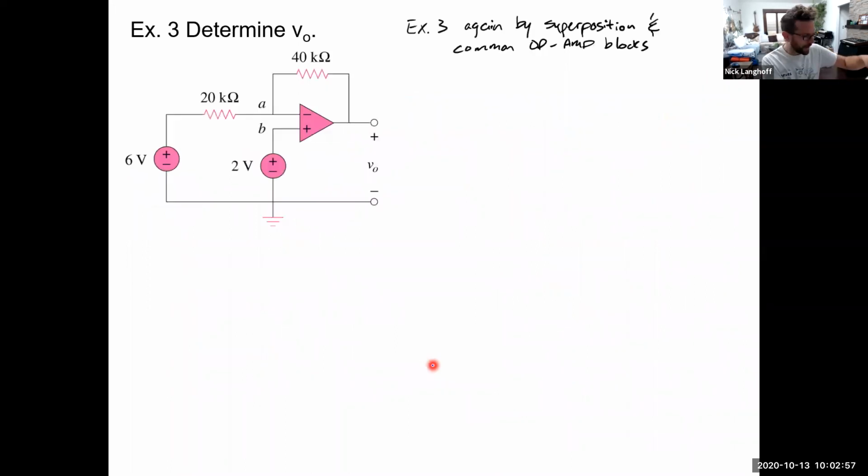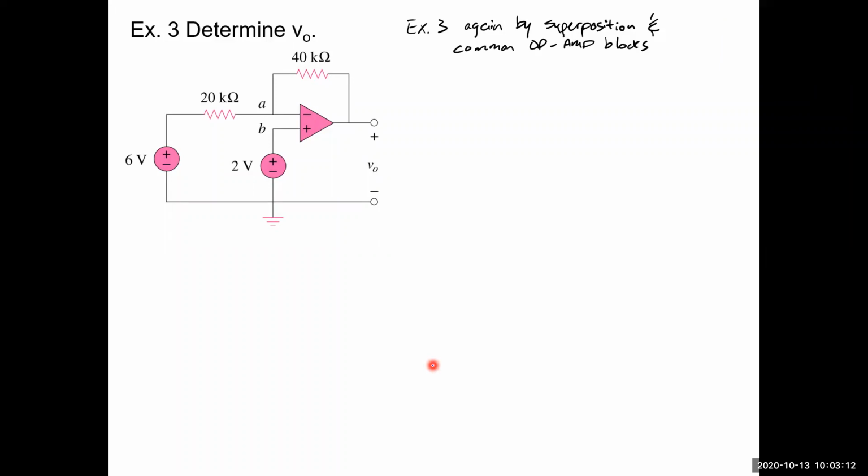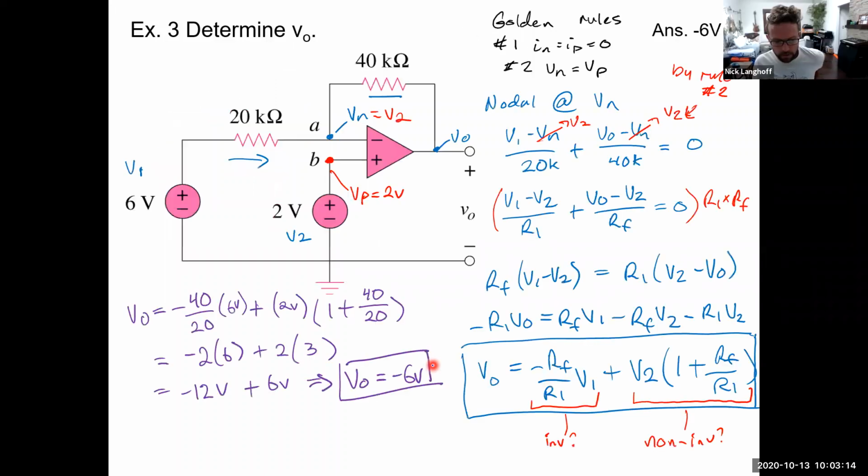So let's now do it again, this time by using the superposition principle and common op-amp blocks. First, a chance to go back to your previous slide real quick. Yep, thanks, Jose. While we're on this slide, before we look at this in terms of superposition, does anyone have any questions on steps that we went through, simplifications made, anything I can help clarify?